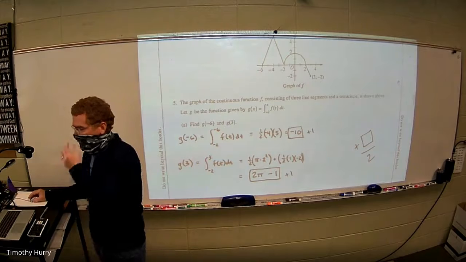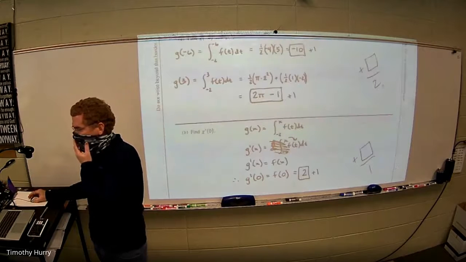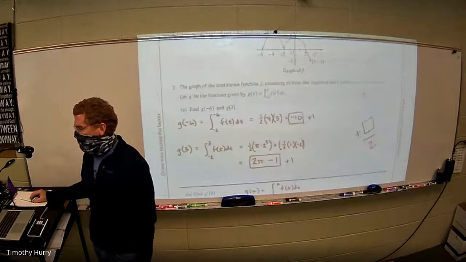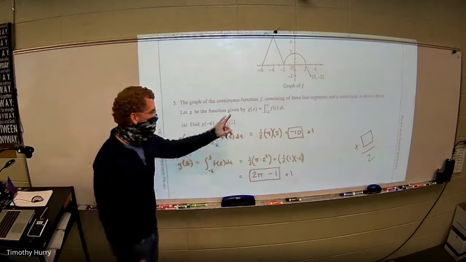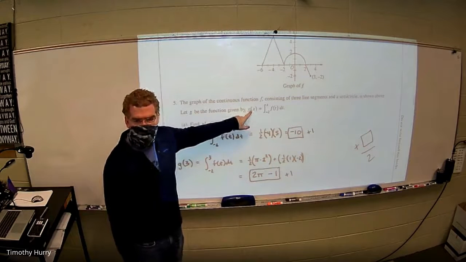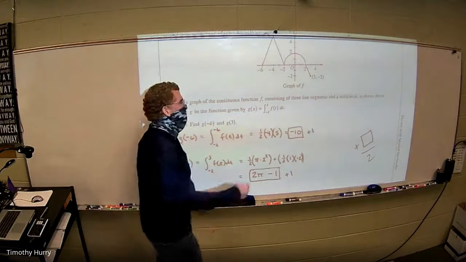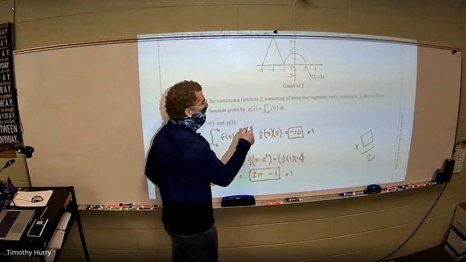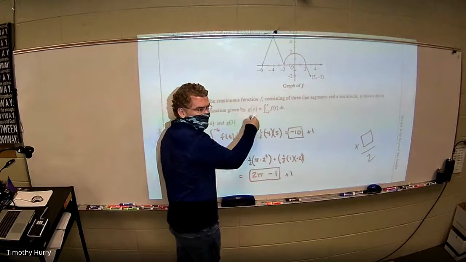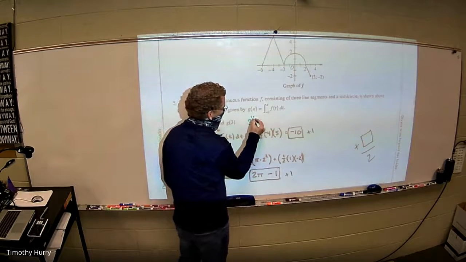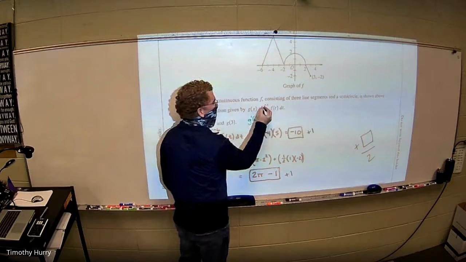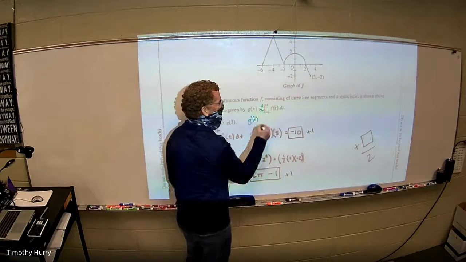So to me, a little bit of work to do, but not too bad unless you made a careless error. And again, stop me at any point if you have questions on these. Part B, find g prime of 0. So if this is g, how do I find g prime? I take the derivative. So to take the derivative of the left side, I can say dg/dx, or I can just say g prime. But to take the derivative of the right side, how do I take d/dx of an integral?